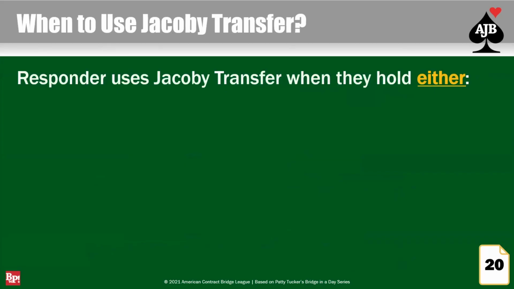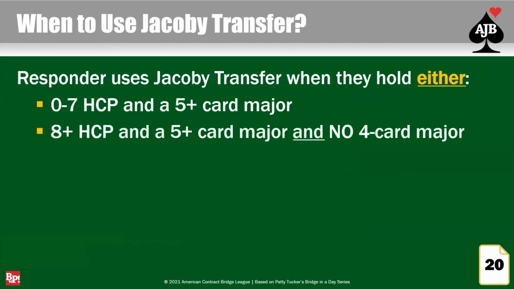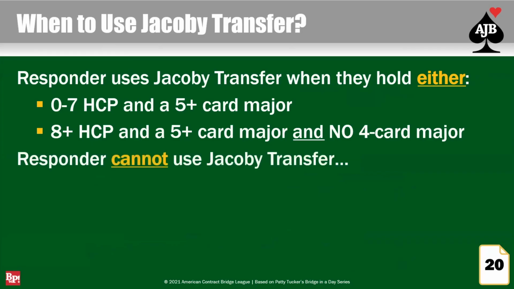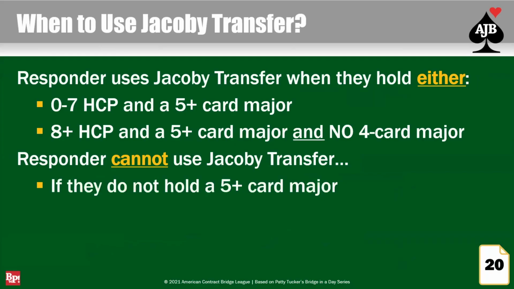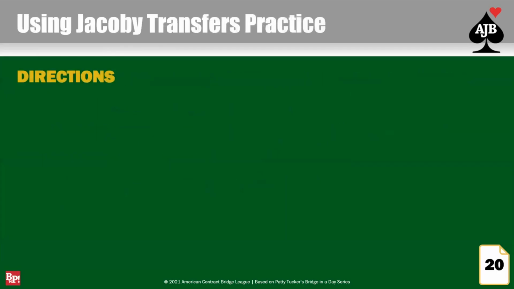Responder uses Jacoby transfer when they hold either 0 to 7 high card points and a 5-card major, or 8 or more high card points and a 5-card or longer major, and no 4-card major. Because if they had a 4-card major, what would they do? Stayman. Responder cannot use Jacoby transfer if they don't hold a 5-card or longer major. And if the opponent overcalls a suit after partner's one no trump opening, you can't use Jacoby transfer.